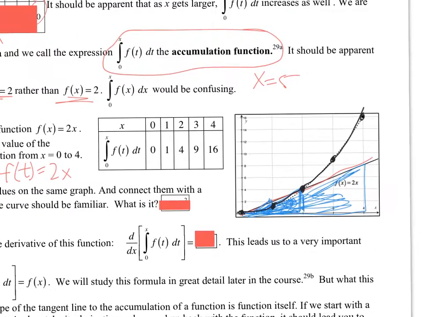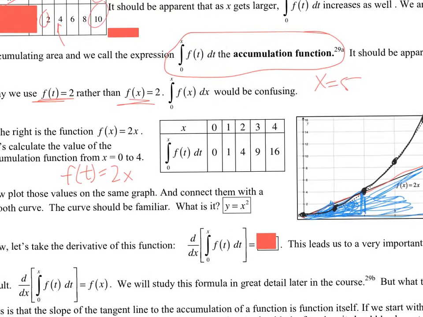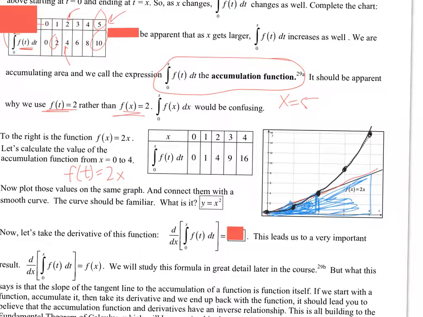You should recognize that curve. Look at these values. What do you notice? They are squares. So the curve is y equals x squared. Take a look at that: y equals x squared, and where it came from, y equals 2x.